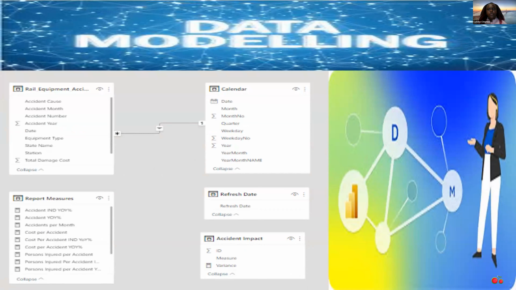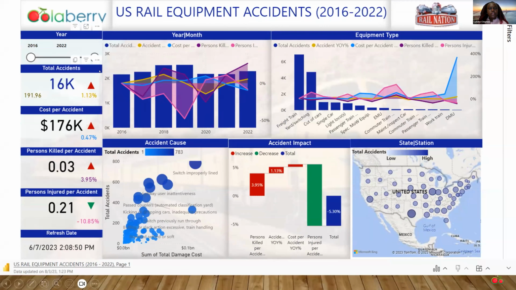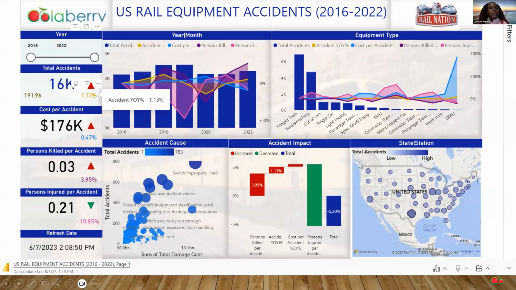So this is my dashboard. On the top left is a slicer that allows the user to slice the data by year. And below the slicer are my KPIs, which stands for key performance indicators. I have total accidents, cost per accident, persons killed per accident, and persons injured per accident. The indicators here are based on the KPIs' year-over-year percentage.